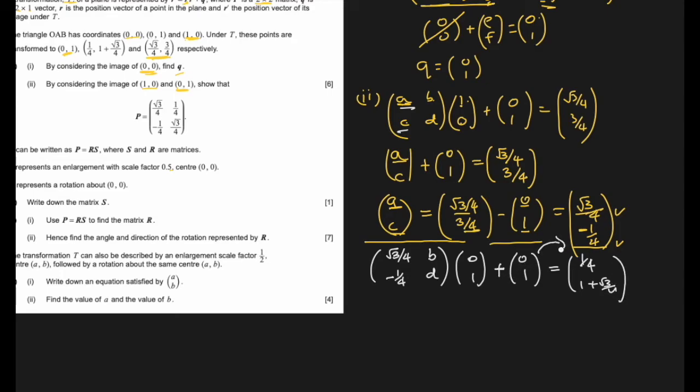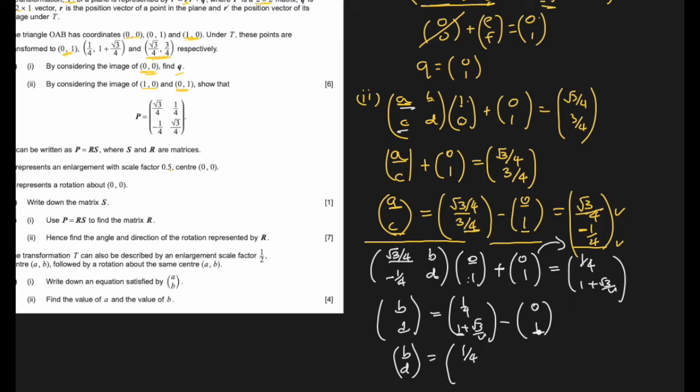Again, we'll bring this to the right side, and this will multiply. See, square root 3 over 4 times 0 is 0. So this was of no use. If I would have written A and B, A and C, that would be the same, but still I will prefer this. B times 1 will be B, this times 0 is 0, D times 1 is D, equal to 1 fourth, 1 plus square root 3 over 4 minus 0, 1. So B and D, 1 fourth minus 0 is 1 fourth.